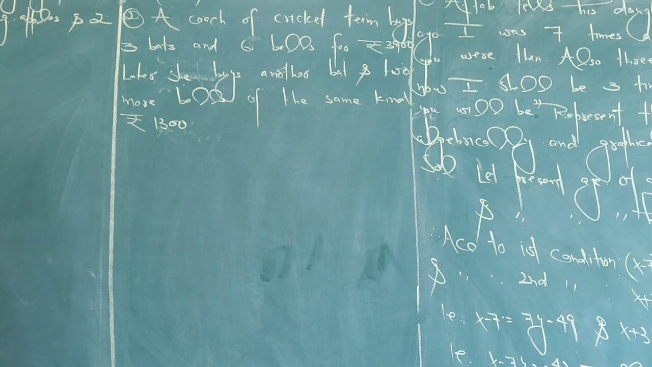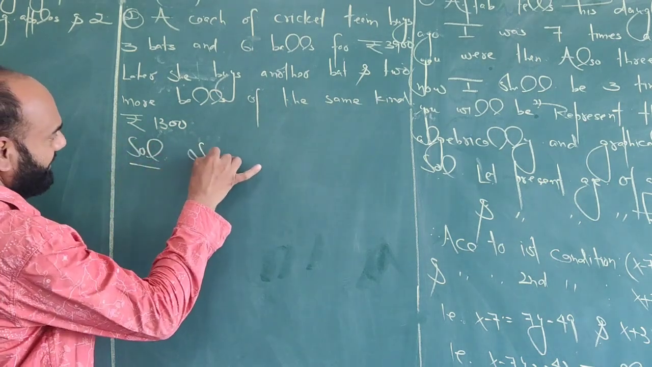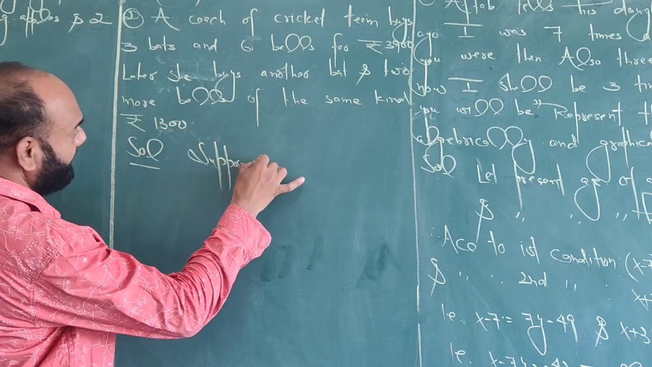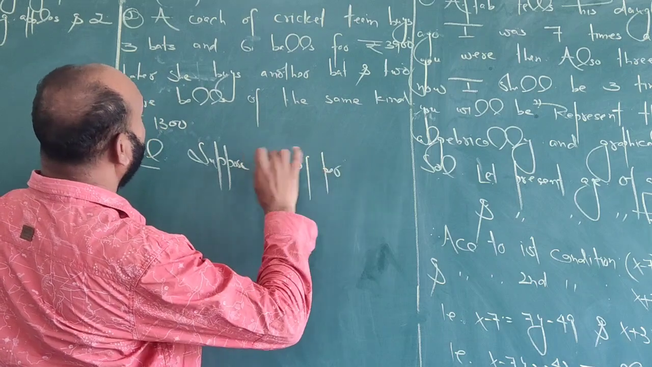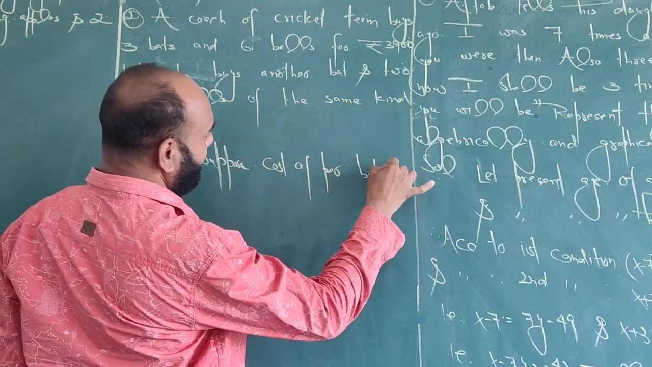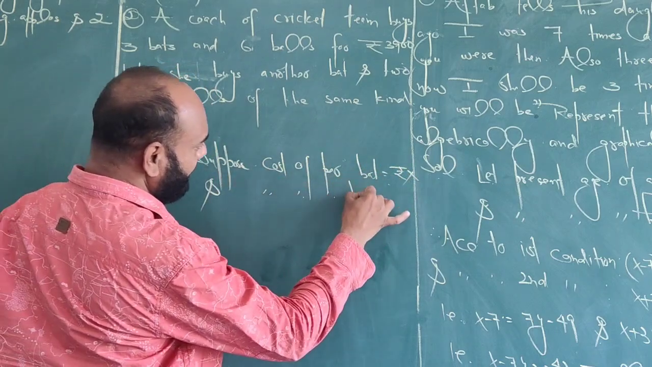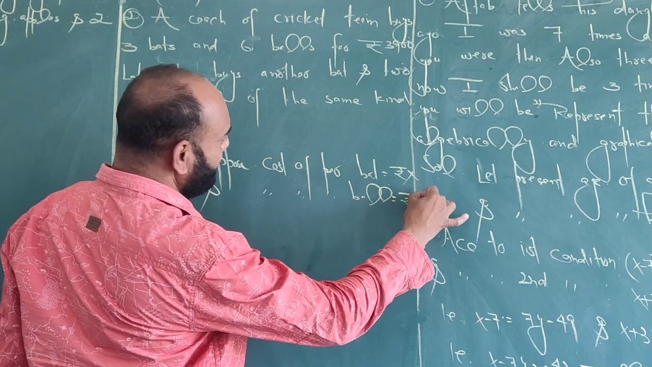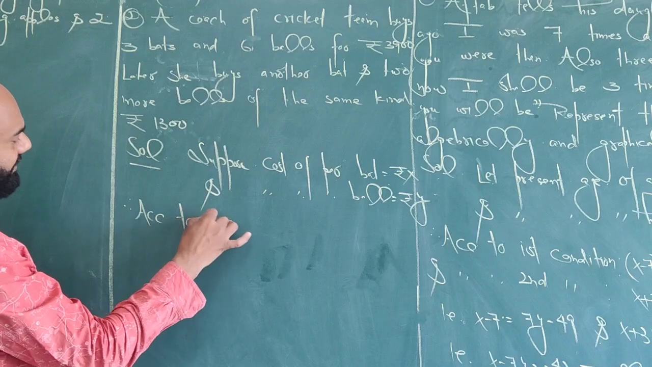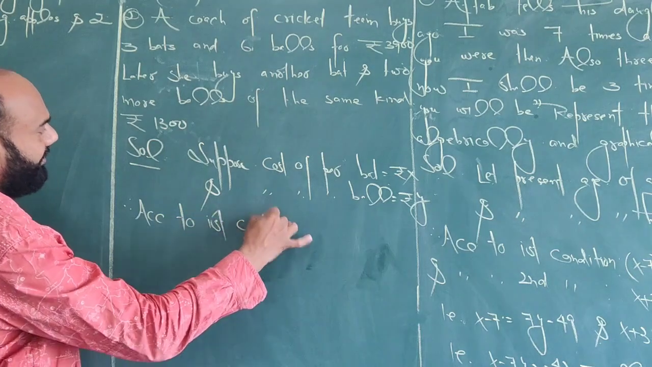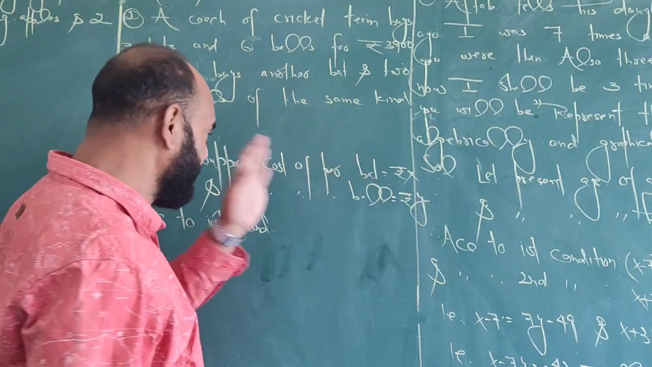To solve this question algebraically, first of all we suppose the cost of each bat is ₹x, and the cost of each ball is ₹y. Therefore, according to the first condition, we assume the cost of each ball is ₹y and the cost of each bat is ₹x.